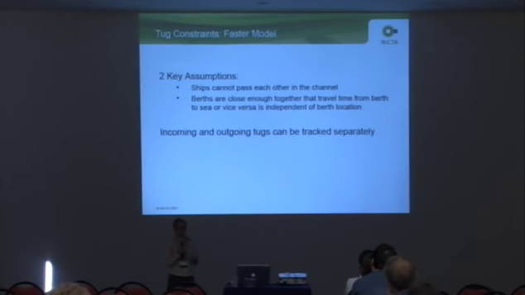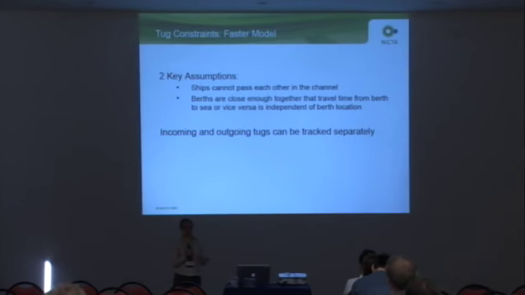So the approach that actually worked was based on 2 key assumptions. First of all, at Port Hedland we have a narrow channel, so ships can't pass each other in the channel. We can only have one ship sailing through at a time. And secondly, at Port Hedland the berths are close together compared to the length of the channel. So this means that the travel time for a tug from the berth out to sea, or vice versa, can be considered independent of berth location.